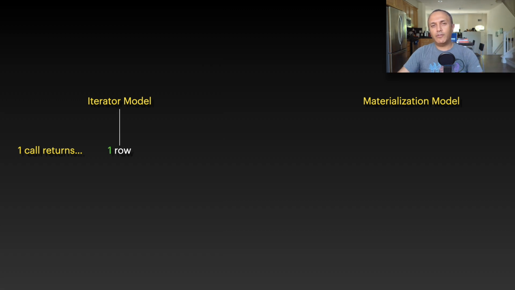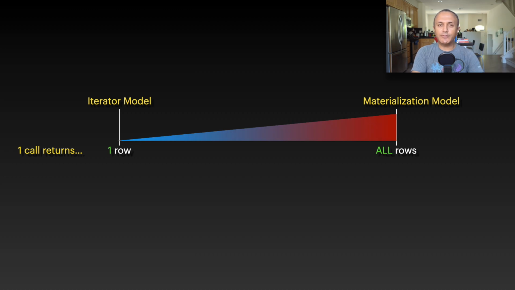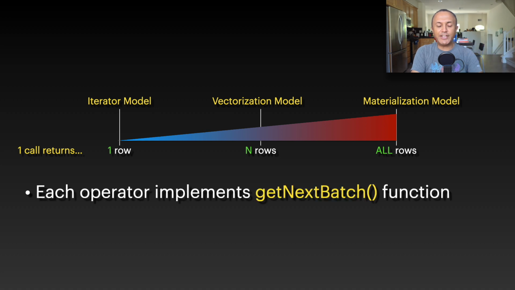On the other end of the spectrum, the materialization model, when you call the get results function, it returns all the rows, all the outputs. These are the two ends of the spectrum. The vectorization model, which we're going to talk about now, is somewhere in between. So it returns n rows for n greater than 1. This vectorization model can also be referred to as batch processing or block processing, because it returns a batch of rows each time. So not a single row like the iterator model, and not everything like the materialization model. It tries to get the best of both worlds.